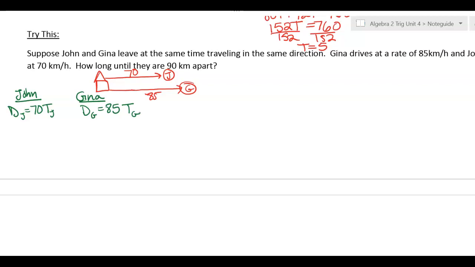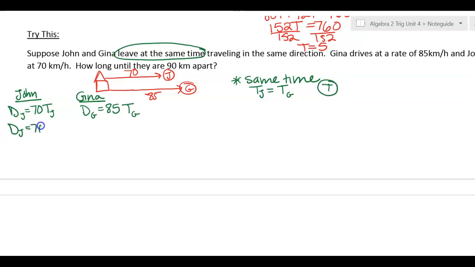I'm going to go back to the problem, and I'm going to look for things that tell me something about the relationship between time and distance. So again, in this problem, they left at the same time, and the problem ends when they're a certain amount apart. So they would both be on the road the same amount of time. So since they left at the same time and the problem will end at the same time, this means John's time is really not any different than Gina's time, and I'm just going to decide to call time t. So I'll adjust these equations a little bit just like I did last time.